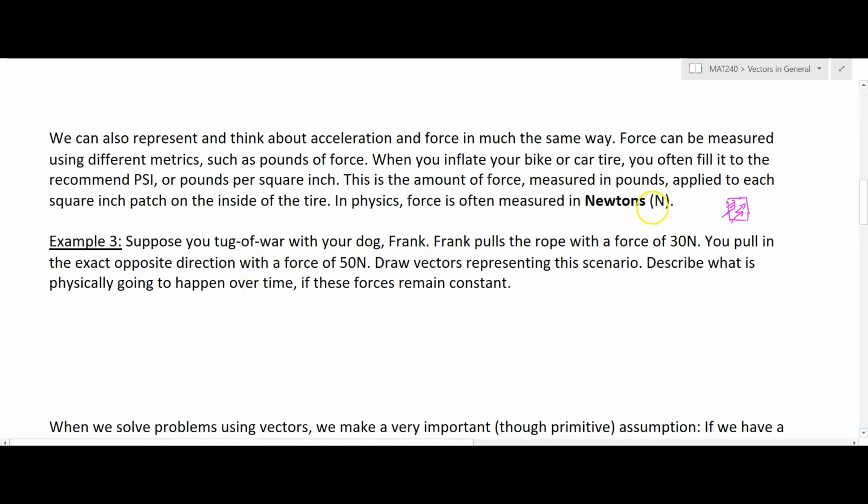So basically, newtons are, if you think about pounds, pounds are also relative to the acceleration due to gravity, and it just has to do a lot with that. So we're not going to go into that here.